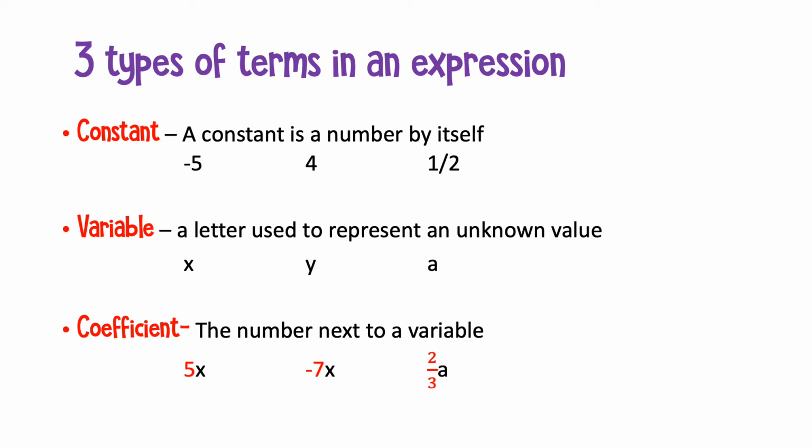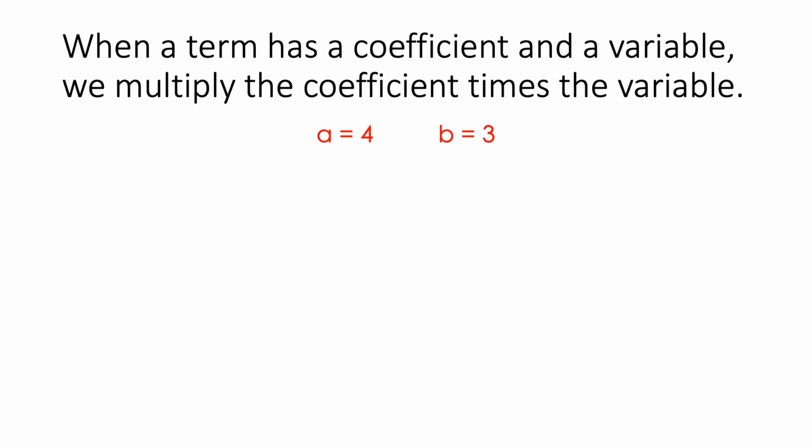A coefficient is a number that's found next to the variable. A coefficient does not include the variable. So on the term 5x, 5 is the coefficient. On the term -7x, -7 is the coefficient. On the term 2/3 a, 2/3 is the coefficient.